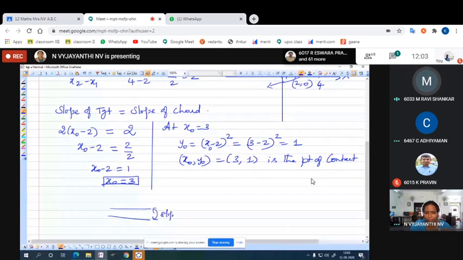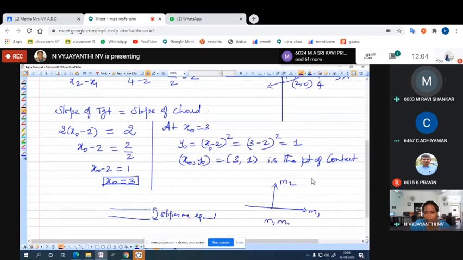m1 equal to m2. If two lines are perpendicular, and the slope of the first line is m1 and the slope of the second line is m2, then m1 into m2 will be equal to minus 1. So these two concepts you have to remember.